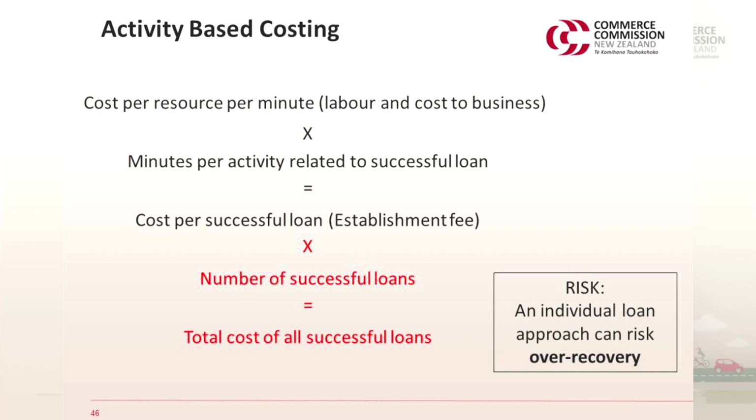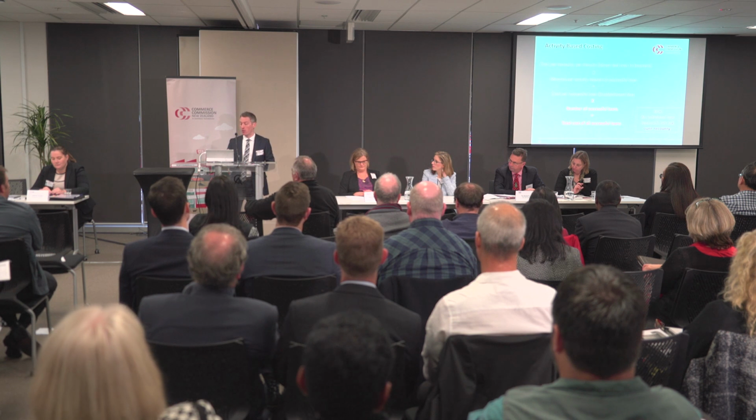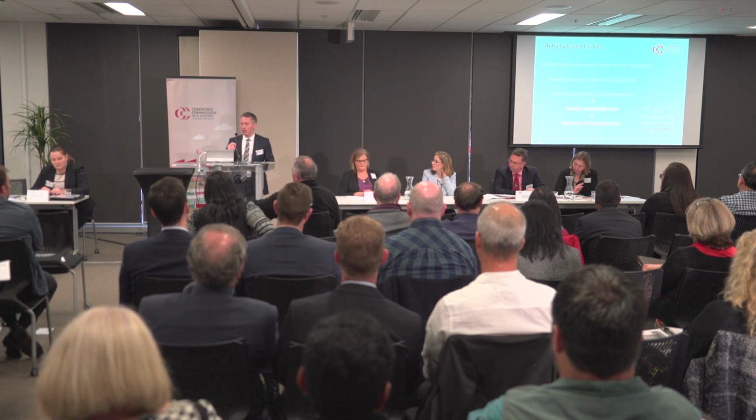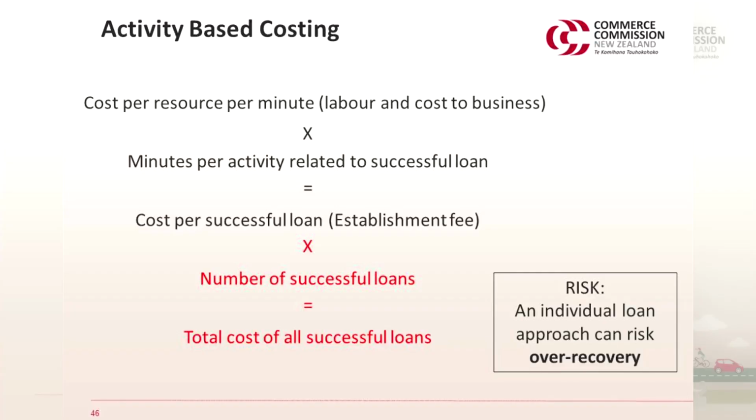Now when you multiply those together, you get the cost per successful loan. The successful loan is another way of saying a loan that's drawn down. That's just the term that we use in the credit fee guidelines. And that becomes your establishment fee. Both ways of working are good. There's no better way of doing things. But I do want to point out risks, and these are problems that we see. The risk is that an individual loan approach can risk over-recovery.